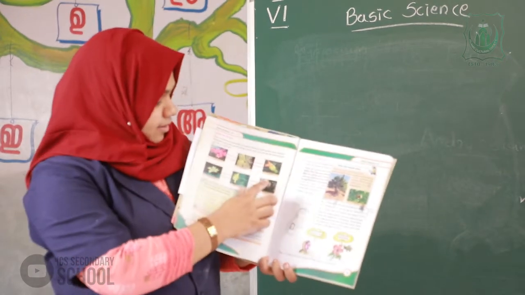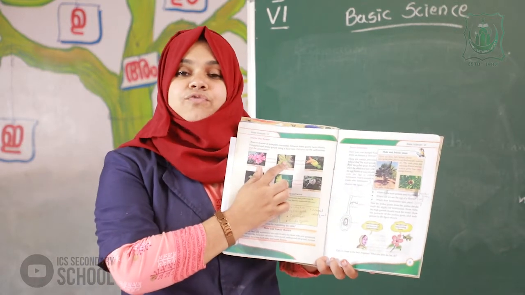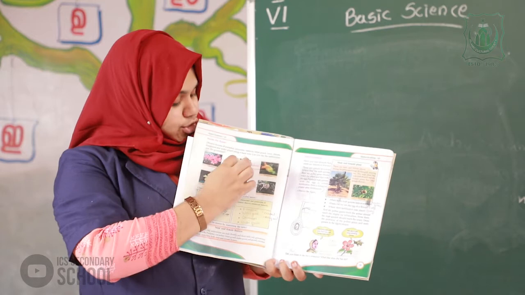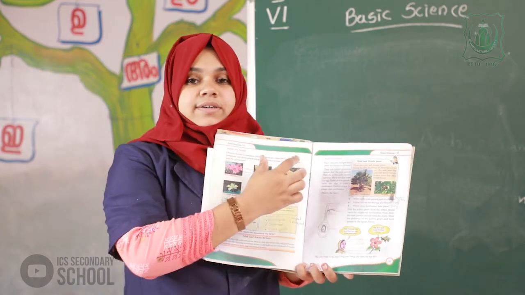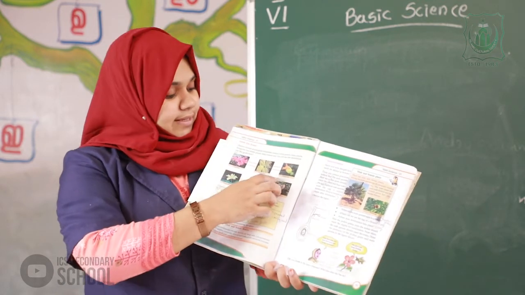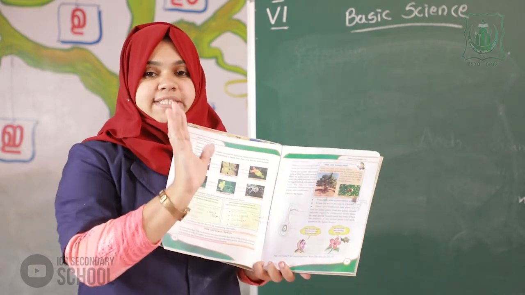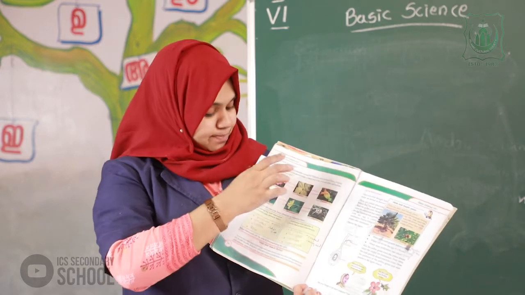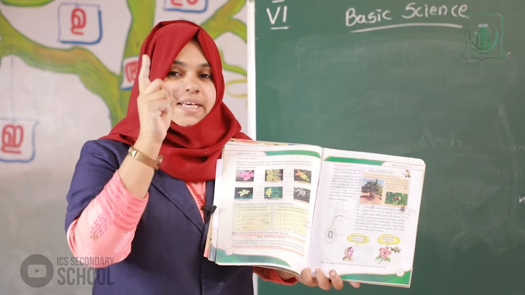But in pumpkin flower, androecium is seen in one flower and gynoecium is seen in another flower. So there are different flowers of pumpkin. Androecium and gynoecium are seen in different flowers, not in the same flower. But the oleander flower has androecium and gynoecium in the same flower.